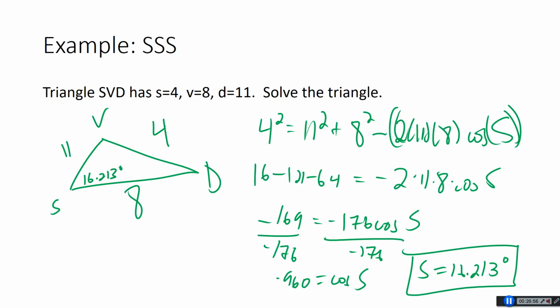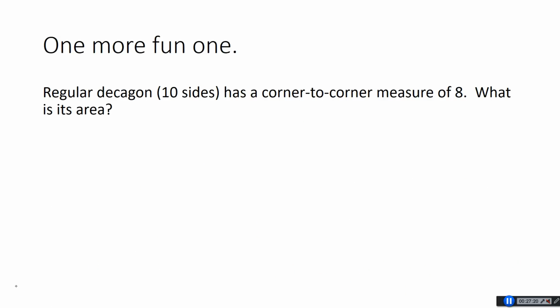And now what can I do to solve it out? I can use law of sines, right? And I'm not going to do this because this video has already gotten pretty long. But I'm going to do sine of 16.213 divided by 4 is equal to the sine of, I don't know, D maybe first divided by 11. And you guys know how to do this, right? So we're going to find that angle and then we'll subtract from 180 to find V. Okay. All right. I think I have one more example, and this one's kind of cool.